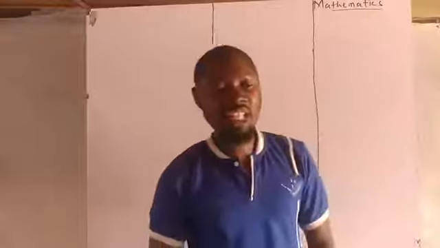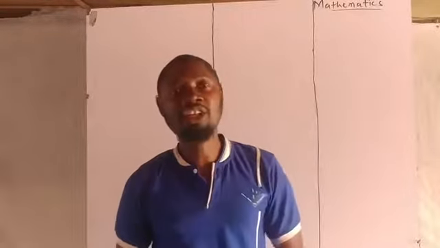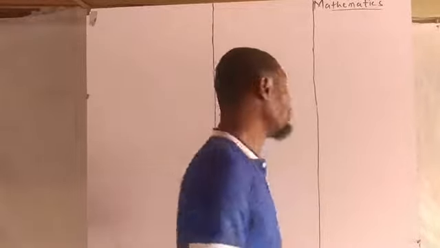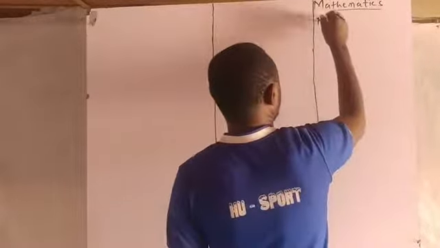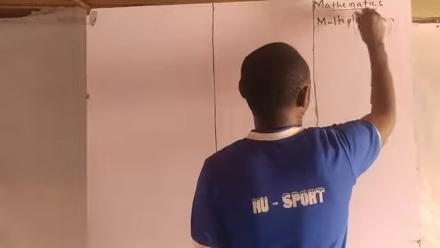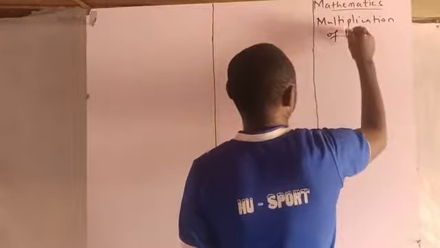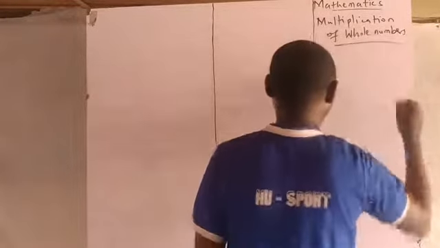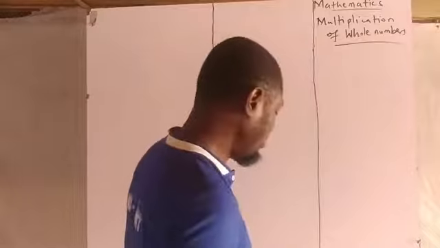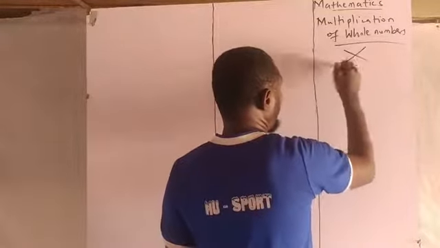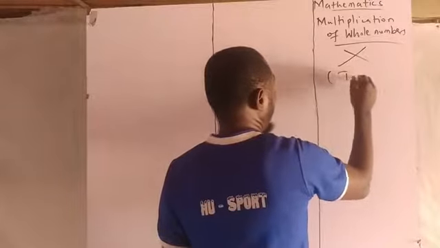Okay, great leaders. Let us deal with multiplication of whole numbers today. We'll be using the place value method, not the direct method. Let's take examples of this. This is the symbol for multiplication, also called times.